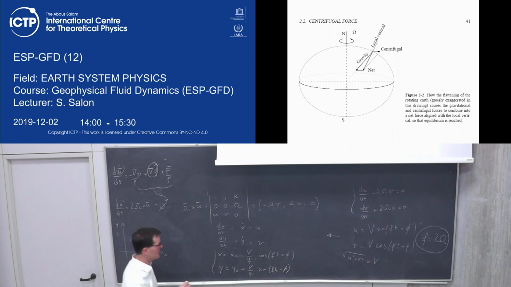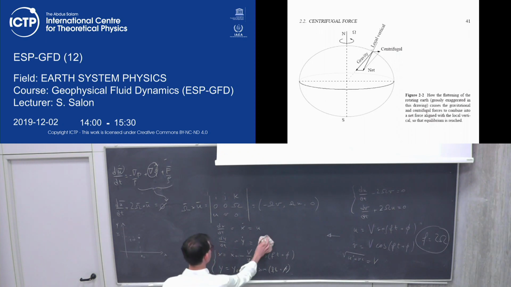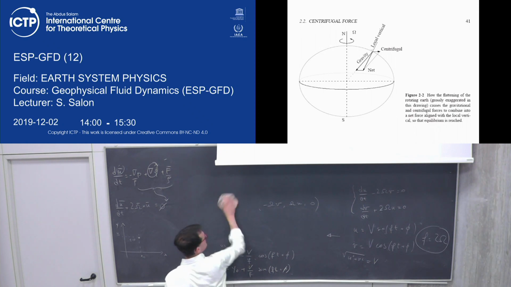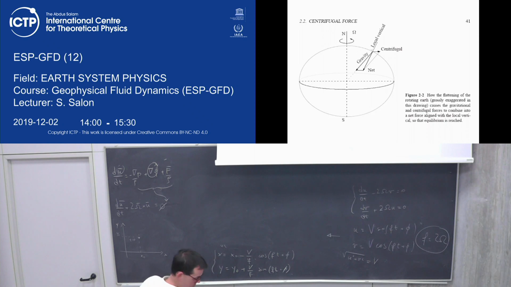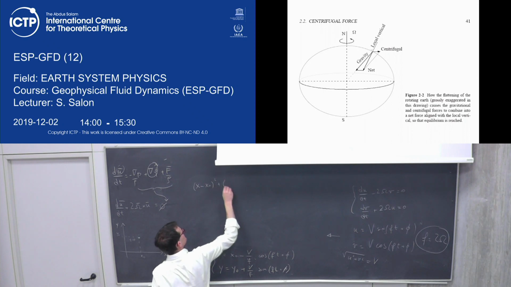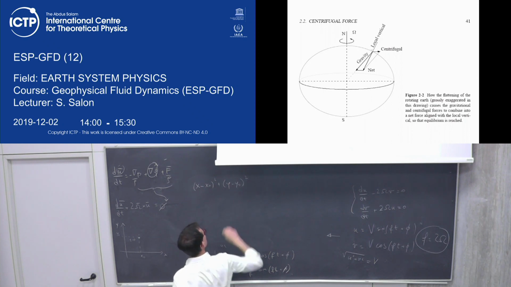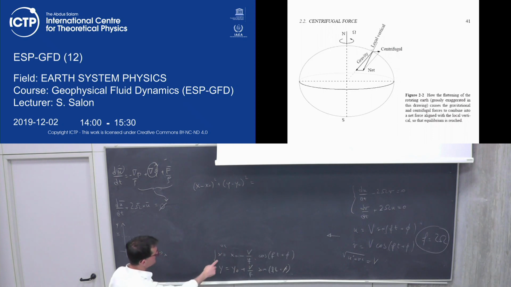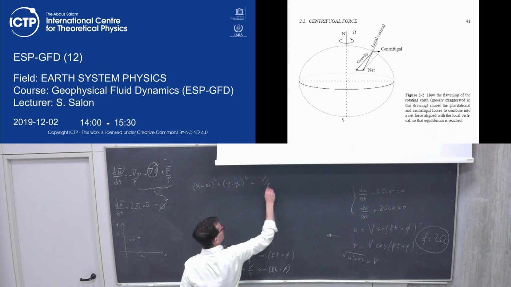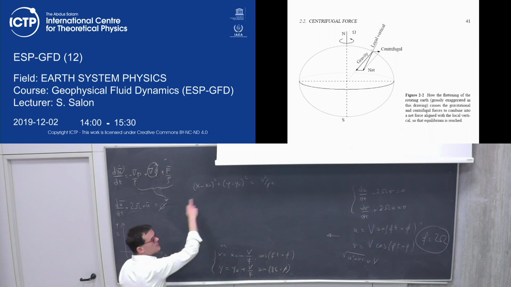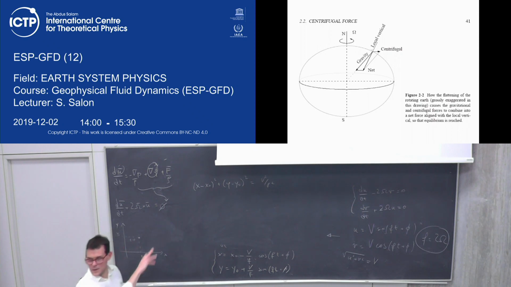So one thing that we can still know from this: if we take x minus x0 squared plus y minus y0 squared, we'll have this part and this part, giving V squared over f squared. Okay? So what kind of path is that one? Circular, with the center at the initial point.